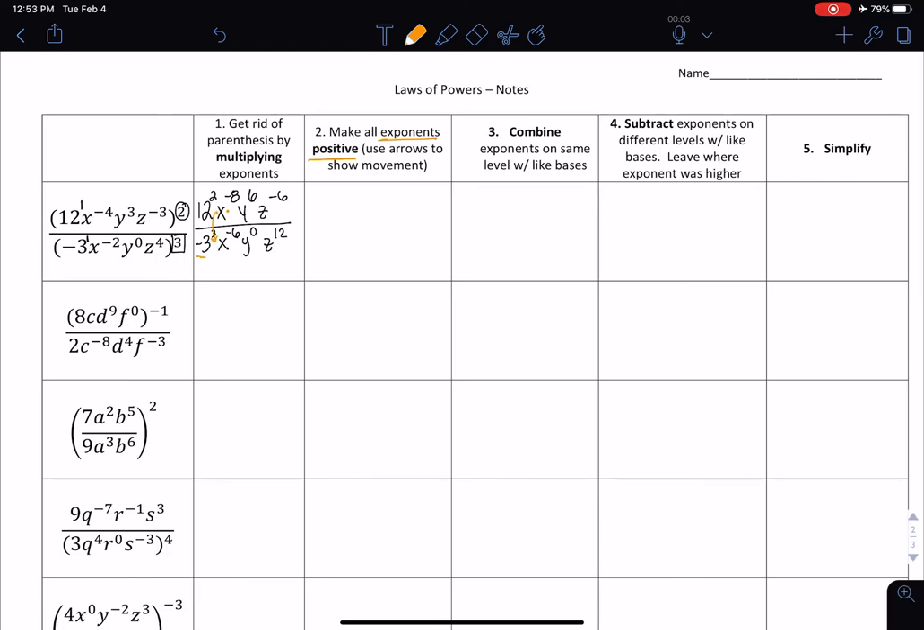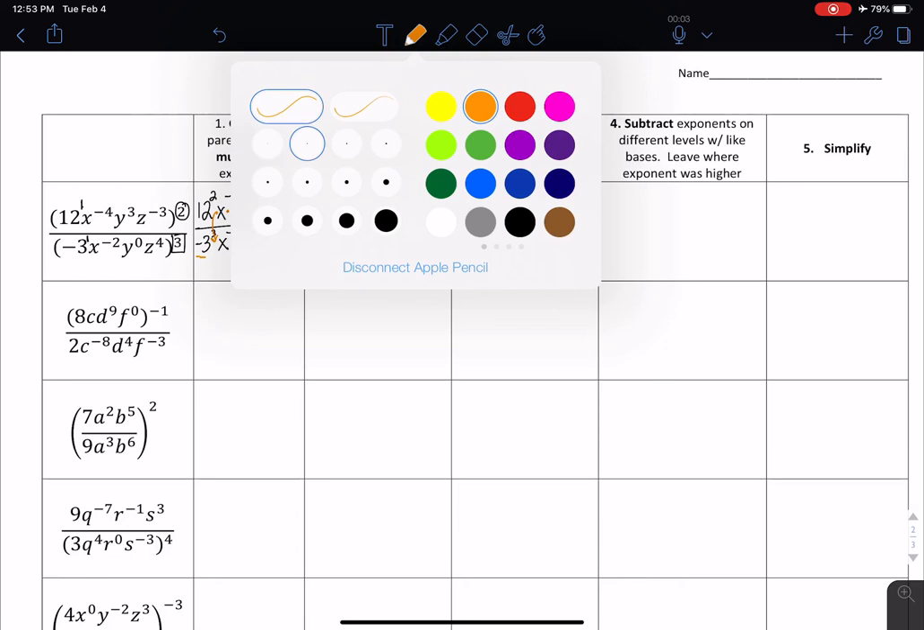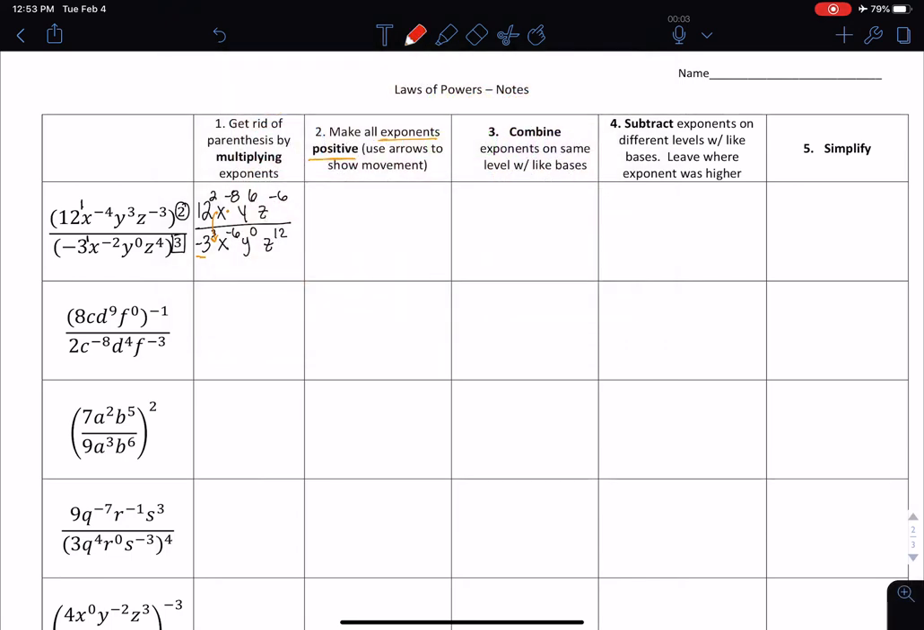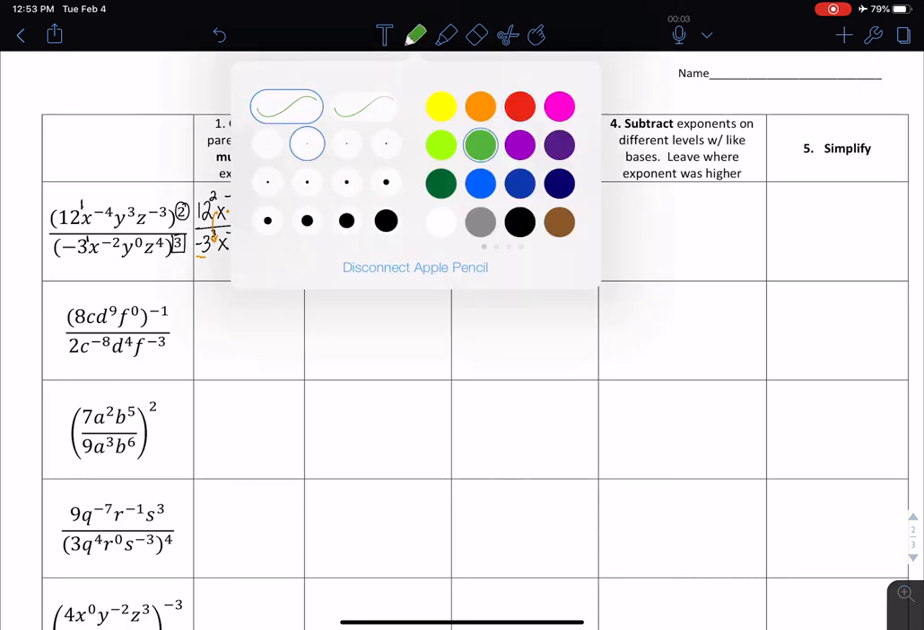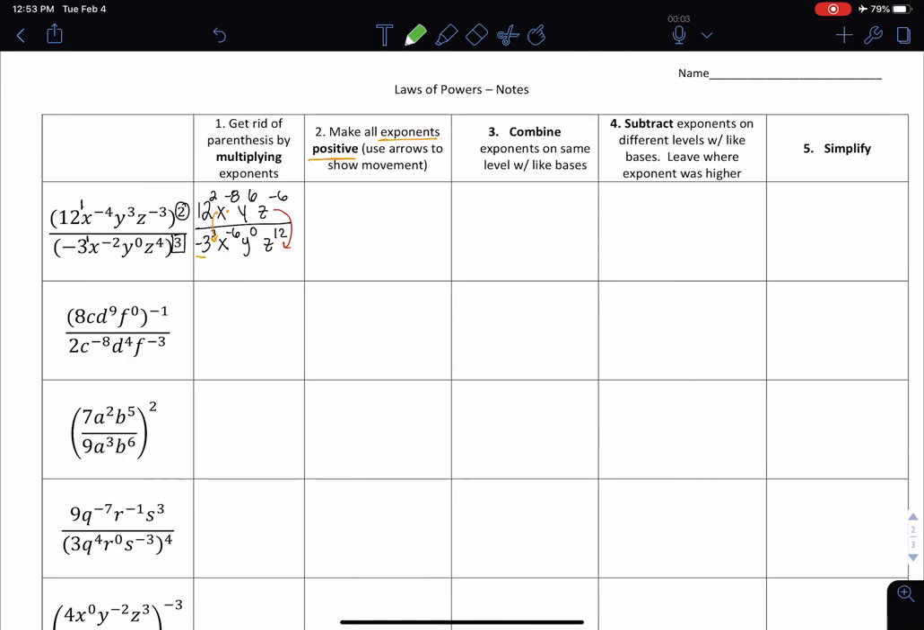Okay? Then my Z also has to move down to become positive. So my top's now good. And then check the bottom. Remember, the coefficient can be negative, but the exponents can't. So this -6 can't be down there, so I'm going to move it up so it's positive.